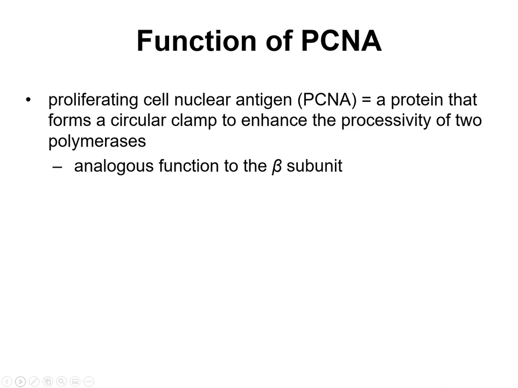We have a protein that acts as a circular clamp, just like the beta subunit in DNA polymerase III in E. coli. And ours is the proliferating cell nuclear antigen, PCNA. It enhances the processivity of the 2 polymerases that actually add on to the leading and lagging strands.